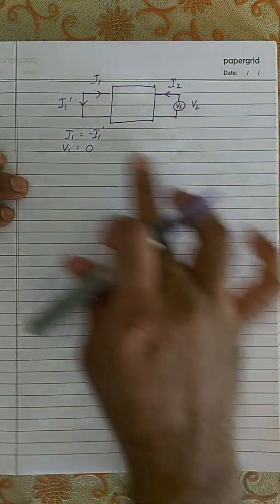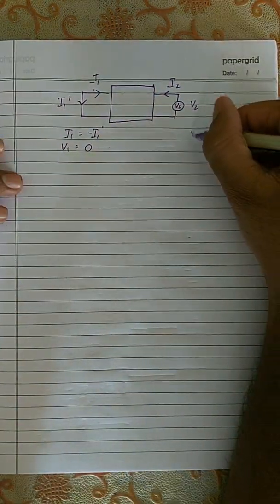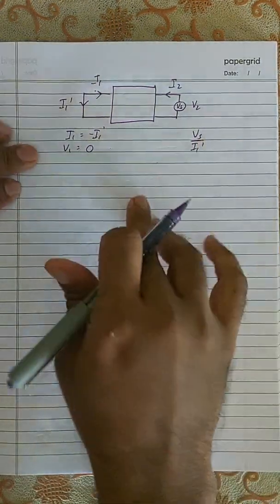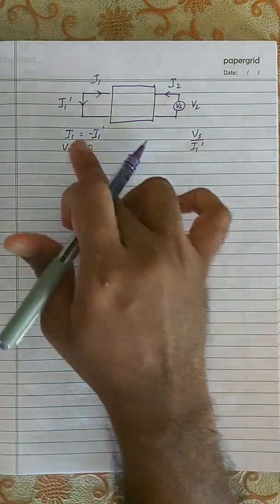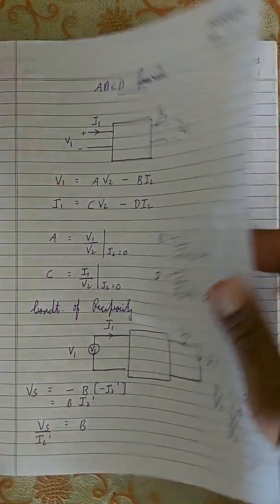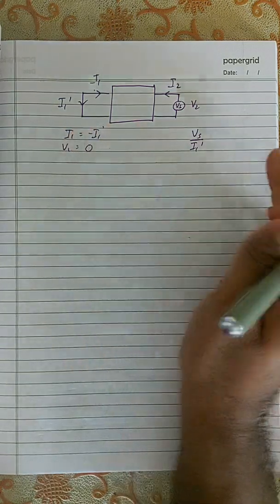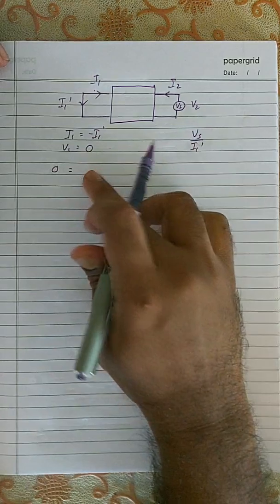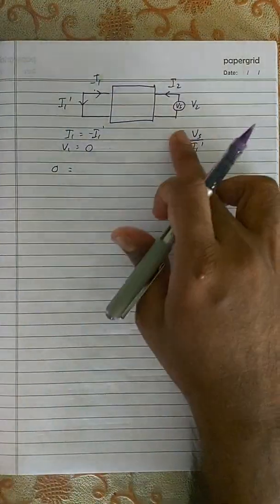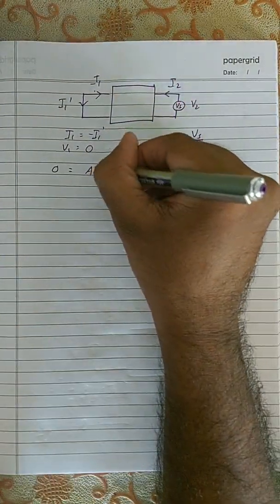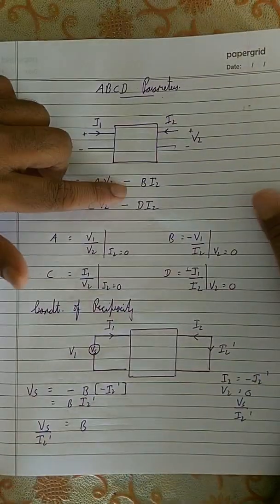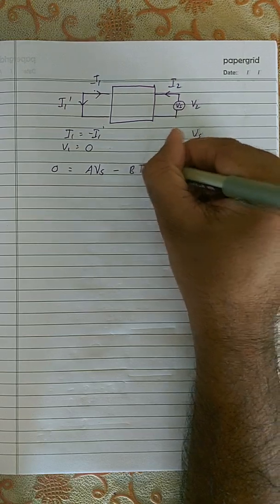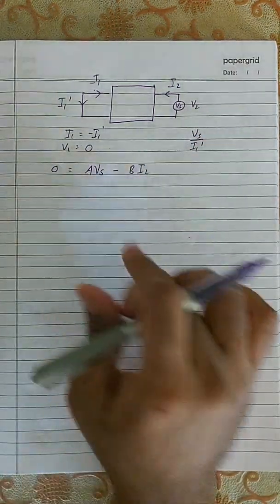Here the ratio of the excitation to the response is Vs by I1 dash, which is what I'm going to find. So substitute these values in this equation. V1 is equal to 0, right? So this will become 0 is equal to A V2. V2 is Vs, so A Vs minus, and B I2 is over here, so minus B I2. Okay, this is the first equation.